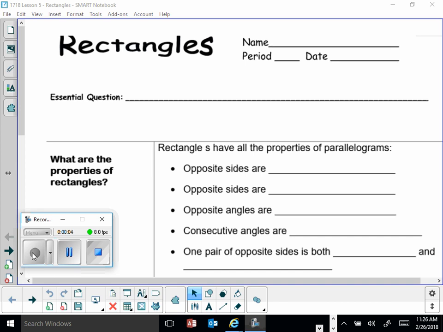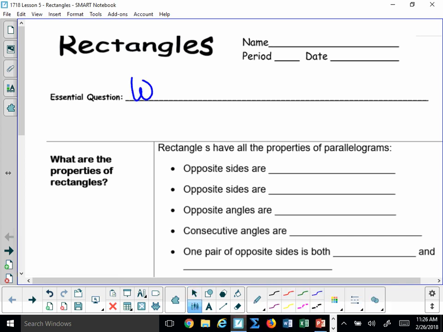We're going to talk about three different types of special parallelograms: rectangles, rhombi, and squares. The first of the three types we're talking about are rectangles. So, what are the properties of rectangles?